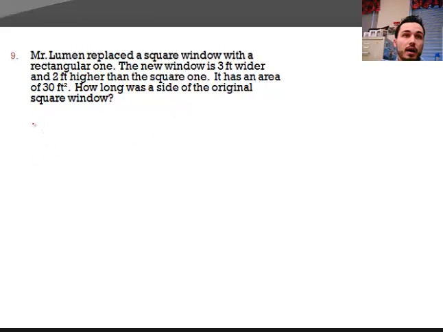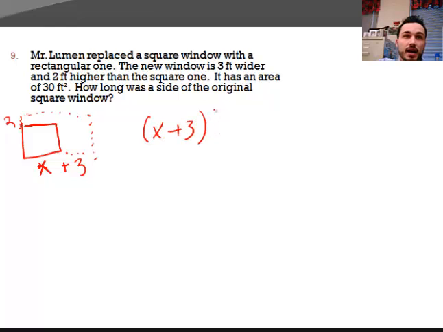So if you think about a little picture here, here's a square window, and then we are extending it to be 3 feet wider and 2 feet higher than the original. So if my unknown side is x, that's the side of my square window, then I'm adding 3 right here, and I'm adding 2 right here. So that's going to look like x plus 3 is one side, and x plus 2 is another side, and it's equal to my new area of 30.